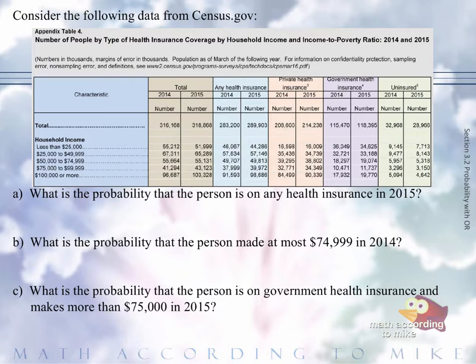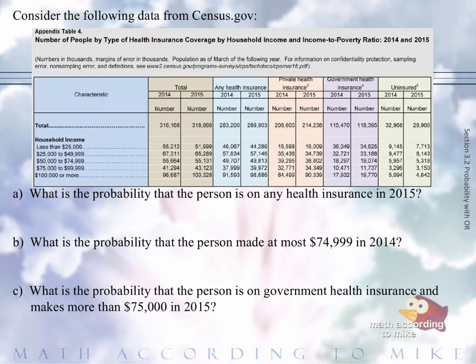Consider the following data from census.gov, which talks about the number of people by type of health insurance coverage, by household income and income to poverty ratio from 2014 to 2015. Just glance over that chart. We're going to pick out certain numbers to answer the questions A, B, and C.